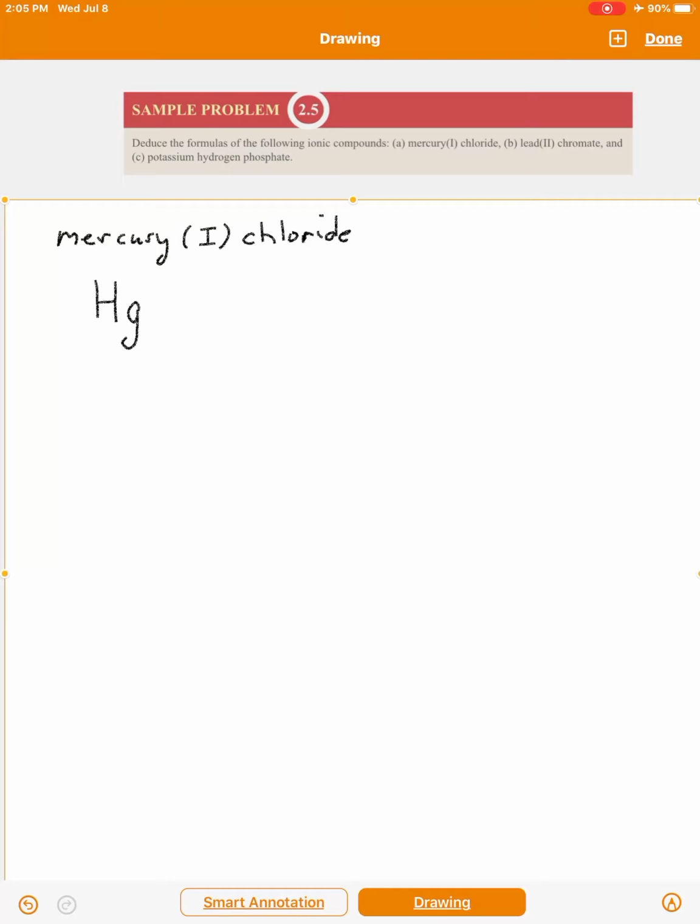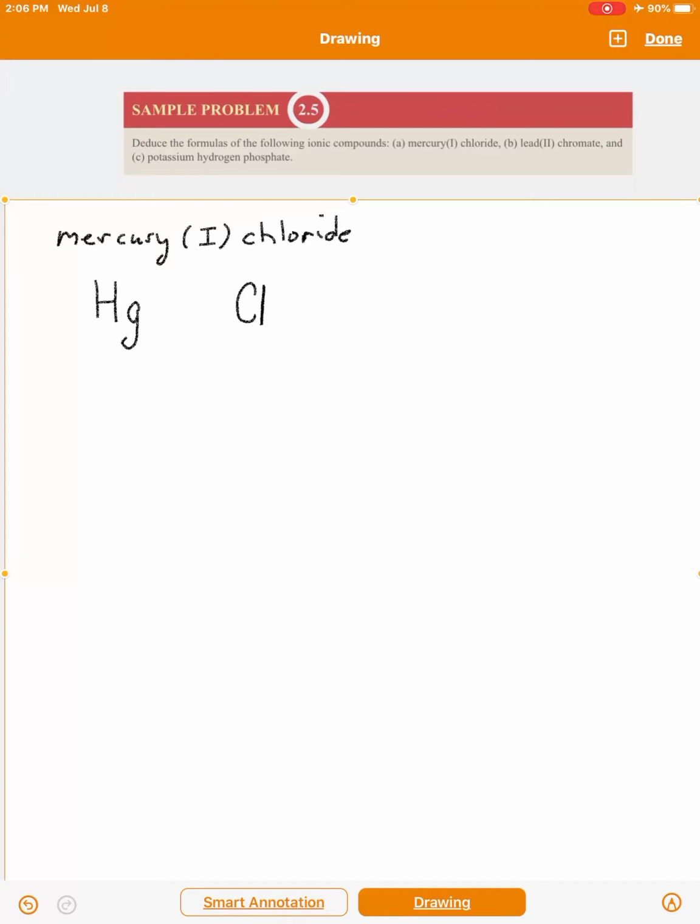Now look up the symbol for chlorine. Remember, the anion, the ending is going to be changed. It's not going to be chlorine. It's going to be changed to chloride. So you look up chlorine. See if you can find that in the periodic table. Chlorine is element number 17, and it has a symbol Cl.